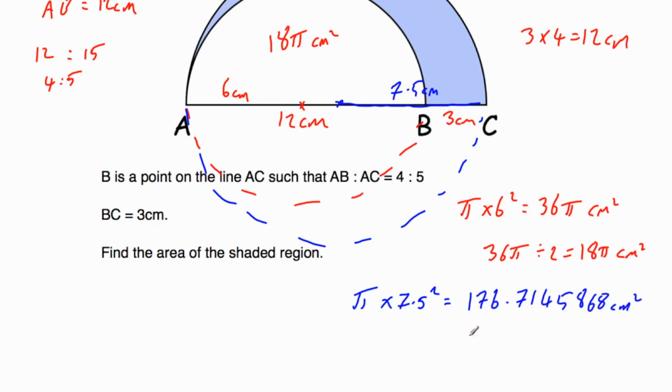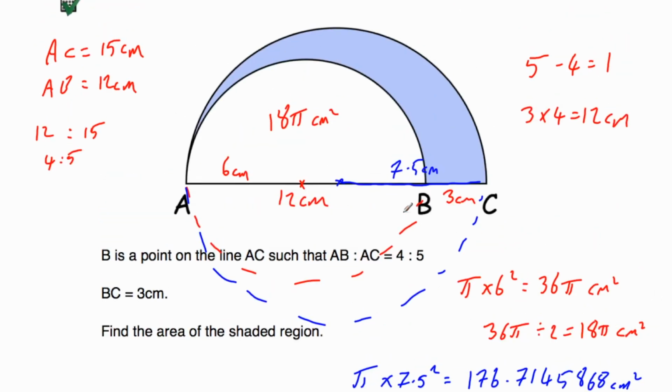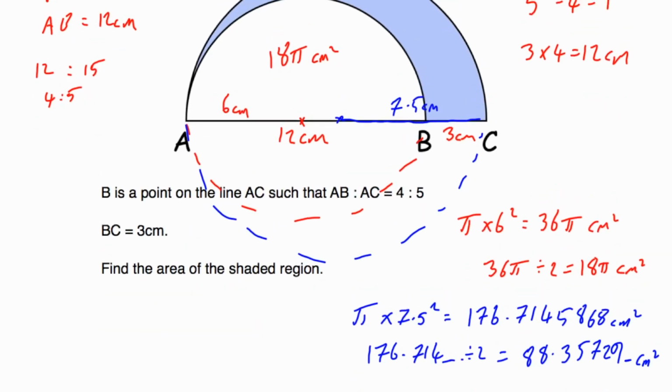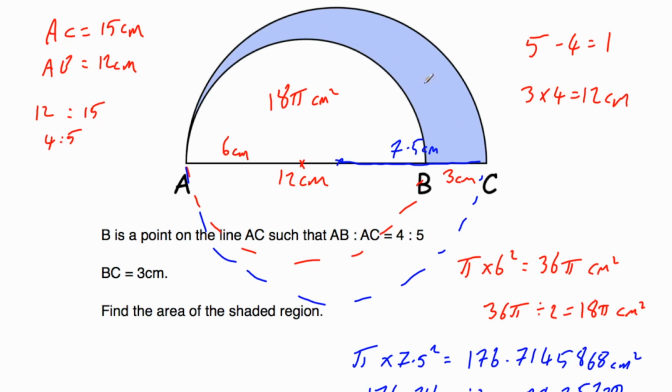If we divide that by 2, 176.714 and so on, divided by 2 is equal to 88.35729 and so on centimeters squared. So that's the area of the large semicircle. The large semicircle has an area of 88.35729 and so on centimeters squared.